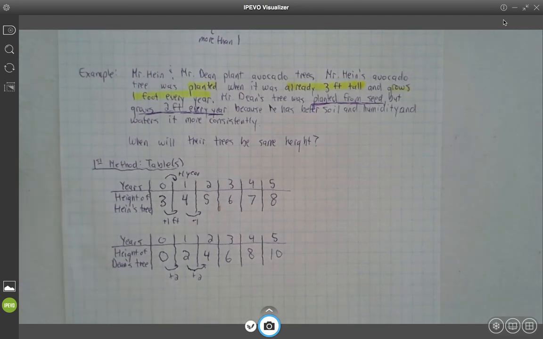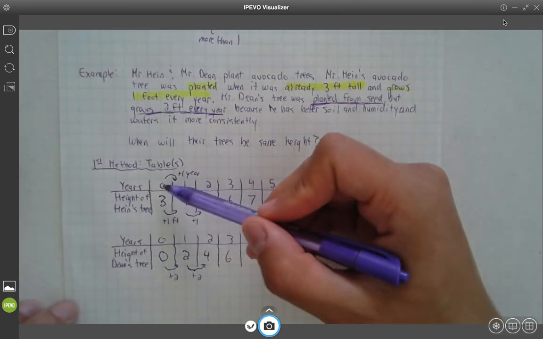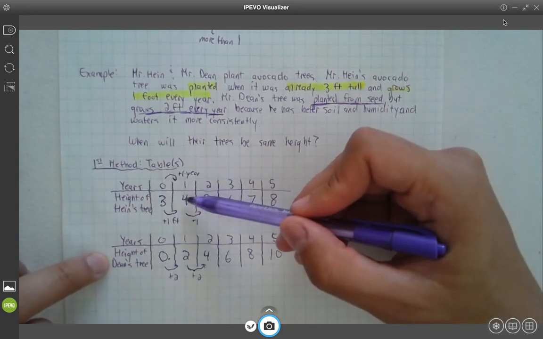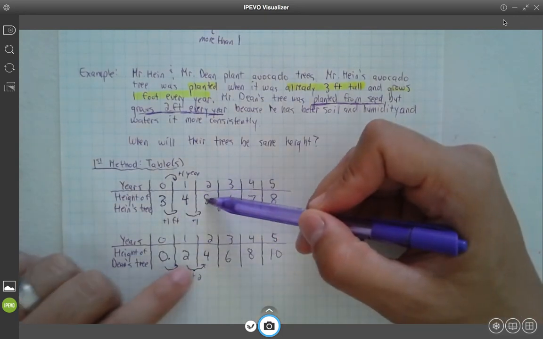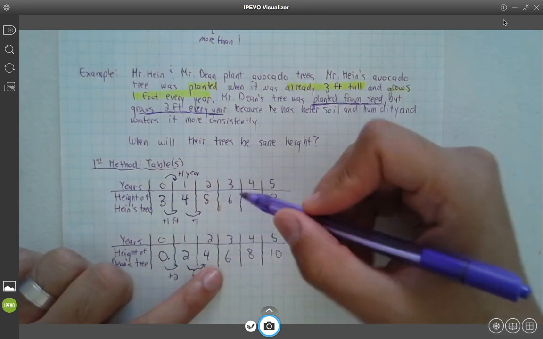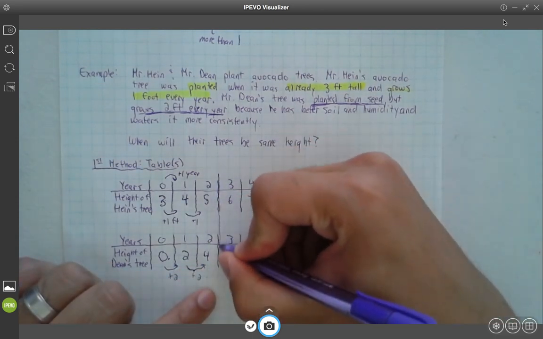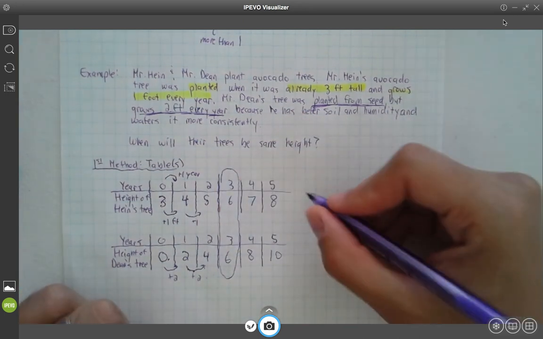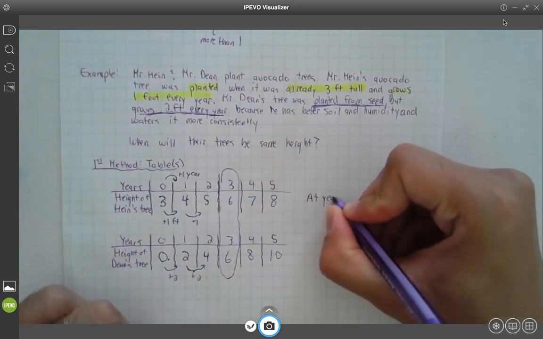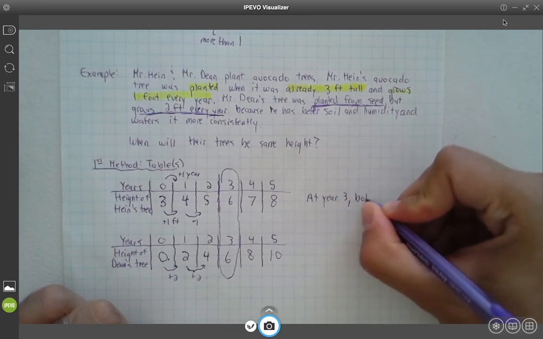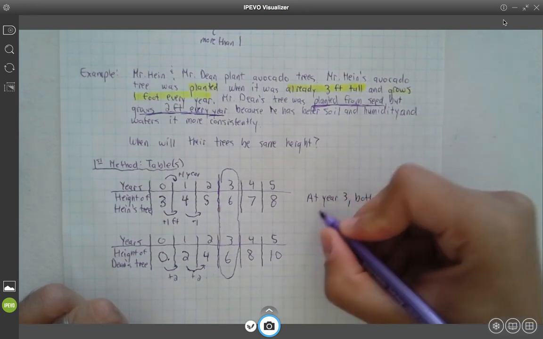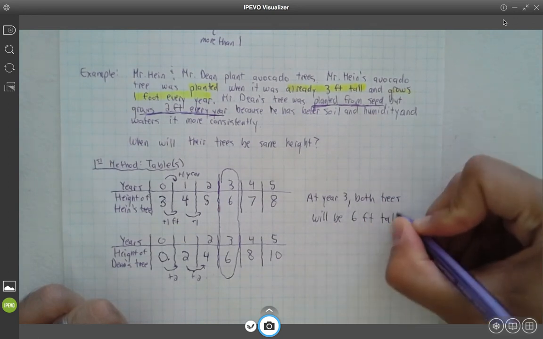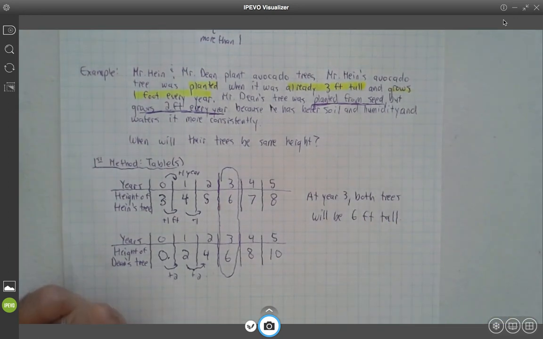Now, when will their trees be the same? If we analyze our tables, we can say, okay, at 0, well, Hein's was taller at 3 compared to 0. Year 1, it's still taller, 4 compared to 2. At 2, 5 compared to 4, still taller. But at 3, notice, at 3, they match up perfectly. And there is your answer. So at year 3, both trees will be 6 feet tall. And that's how you can solve this problem with a table.